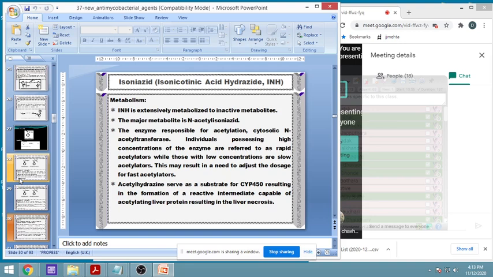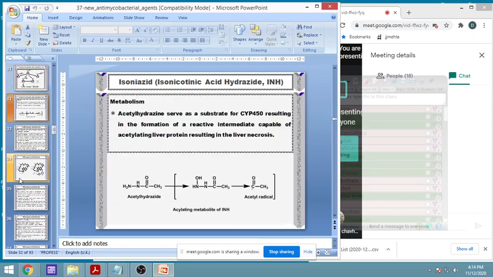Acetyl hydrazine serves as a substrate for CYP450, resulting in the formation of a reactive intermediate complex, which is capable of acetylating liver protein, and thus it causes liver necrosis. So INH is one of the very important drugs which can cause liver damage, and there are various problems associated with this. Particularly isoniazid and other hepatic drugs are hepatotoxic. Paracetamol is hepatotoxic, isoniazid is hepatotoxic, even rifampicin is hepatotoxic, and they can cause severe hepatotoxicity, which can be very dangerous. It can even be more dangerous than tuberculosis itself, because once the liver is damaged, it cannot be saved.